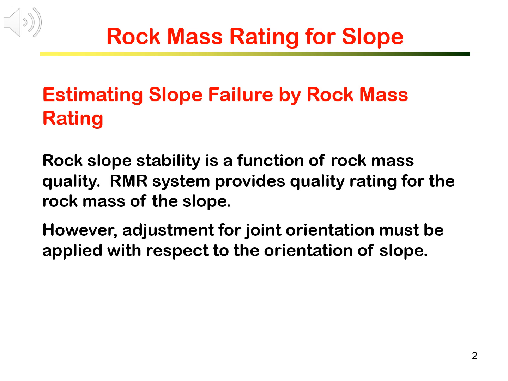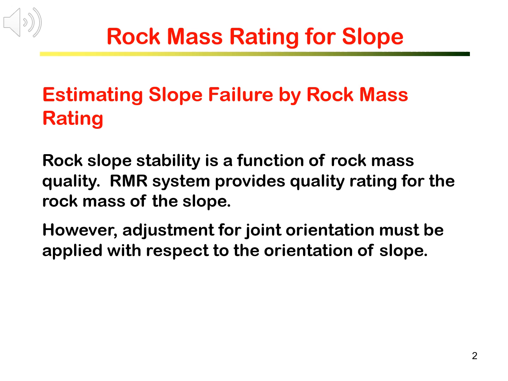RMR is a rock mass quality classification system, and it provides quality rating for the rock mass. Generally, a high RMR means good quality of rock mass, and the slope is more likely to be stable and requires less support. RMR is used widely for underground excavation and support design, and it can also be used for slope stability assessment and slope support design.